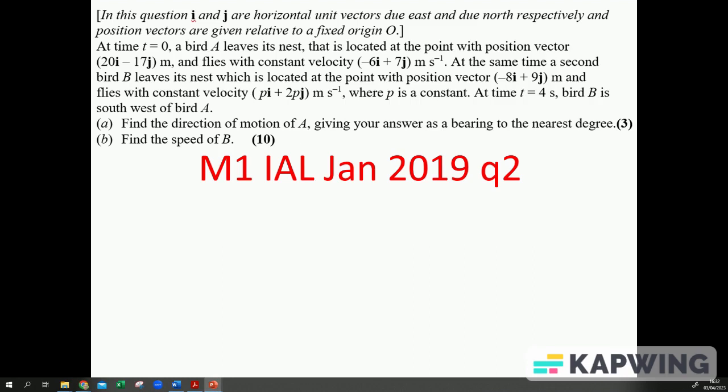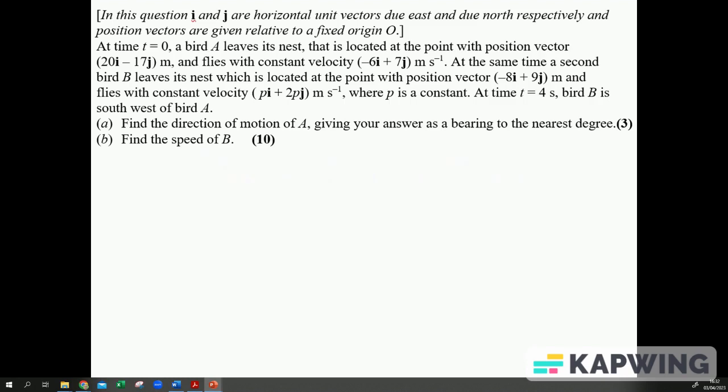Right, I've got the M1 paper for the international papers, January 2019. Question 2 is a vectors question. So we've got time t equals 0. A bird A leaves its nest, located at a point with position vector that, and flies with constant velocity that. At the same time, a second bird leaves its nest, which is located at a point with position vector that, and flies with constant velocity that.